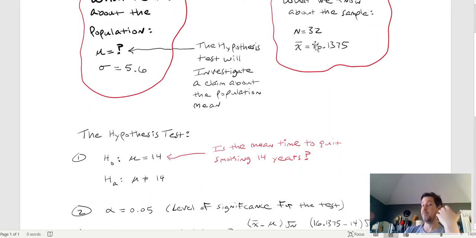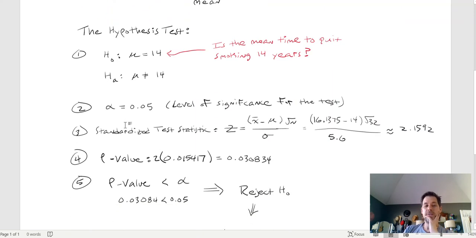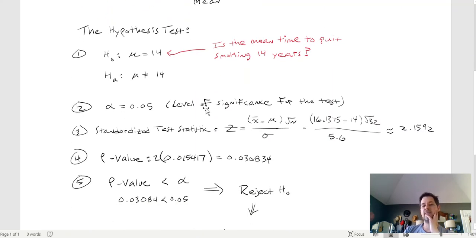Okay, because the sample does reflect something about the population. Anyway, so my second step is alpha, that's the level of significance for the test, okay?